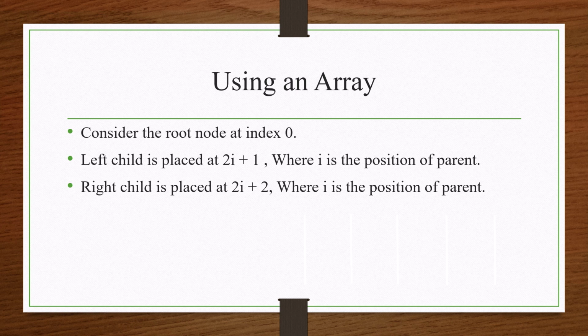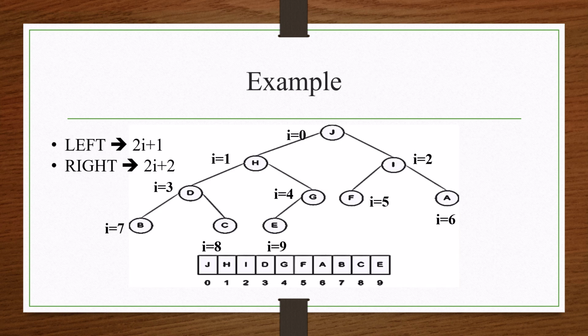We start by placing the root node at index 0 of the array. From there, for any node at position i, the left child goes to position 2i + 1 and the right child goes to position 2i + 2. So it is a simple pattern based on the parent's position. Let's talk about this binary tree and how we can fit it into a simple array.